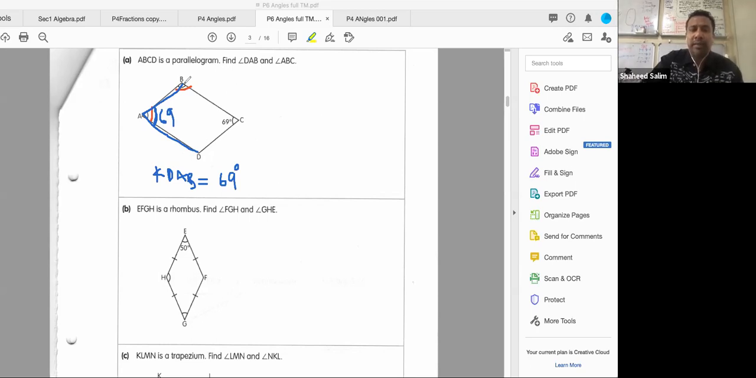So how to find this angle ABC? Very simple. Angle ABC, you take 180 minus 69. Okay, 180 minus 69, and you will get the answer. You get it as 111. Now, do not put a C here. You know this is the unit for temperature, please. Don't put a C. We are not doing temperature, we are doing an angle.